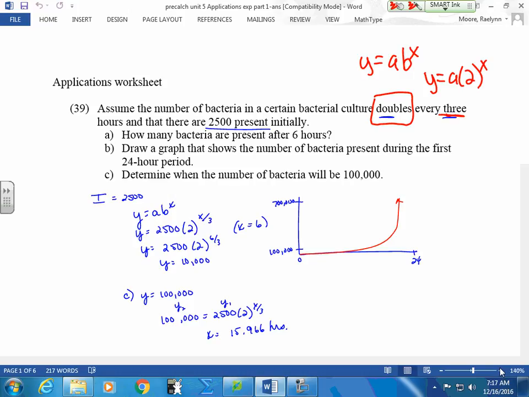Every 3 hours. What does 3 hours have to do? X divided by 3. This is called a cycle. I mean, it's not going to double every hour. It's going to double every 3. So if I have 9 hours divided by 3, I've doubled 3 times. And there are 2,500 present initially. What letter is that? A. So there's your equation.